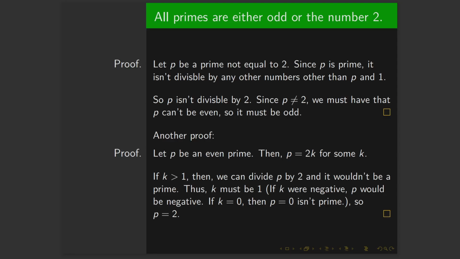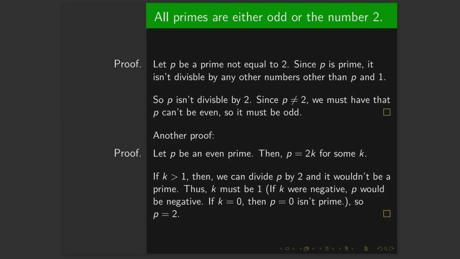Since P is prime, it isn't divisible by any numbers other than P and 1. And P isn't divisible by 2, but since P is not equal to 2, we must have that P can't be even. Because if it were even and not equal to 2, then it'd be divisible by 2, right? You see how it kind of creates circular logic. So P must be odd.